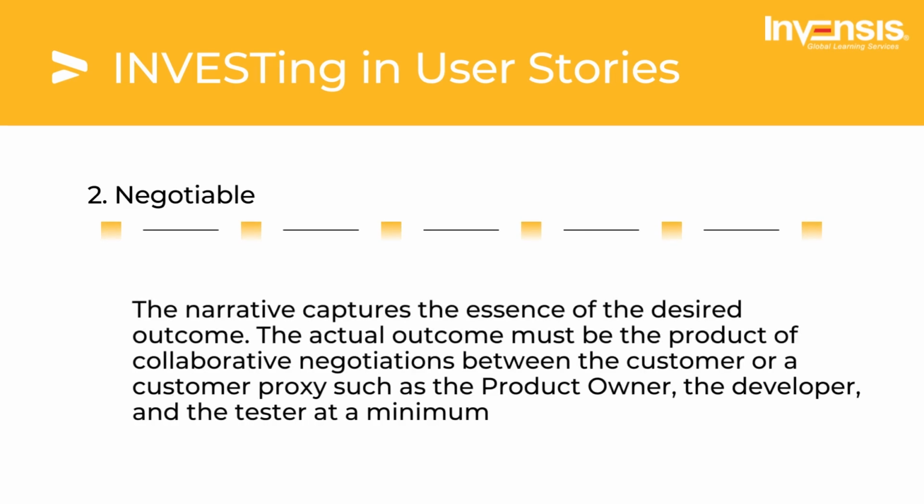Negotiable. A story is not a legal contract. A story is an invitation to dialogue. The narrative captures the essence of the desired outcome. The actual outcome must be the product of collaborative negotiations between the customer or a customer proxy such as the product owner, the developer, and the tester at a minimum. The objective is to fulfill customer requirements, not to strictly adhere to the user story if that is insufficient. Keep in mind that you can always ask the right question to steer the conversation.